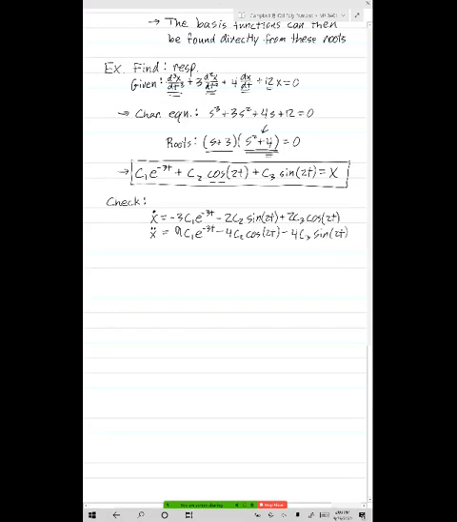And then last but not least, we have our third derivative of x. And so we get a -27 c1 e to the -3t. That cosine again goes negative, so it gives us a negative sign. So now we get a plus 8 c2 times sine 2t. And then our sine just goes to cosine, so we get a -8 c3 cosine 2t. Okay, and now we get to plug that into our original differential equation up here.